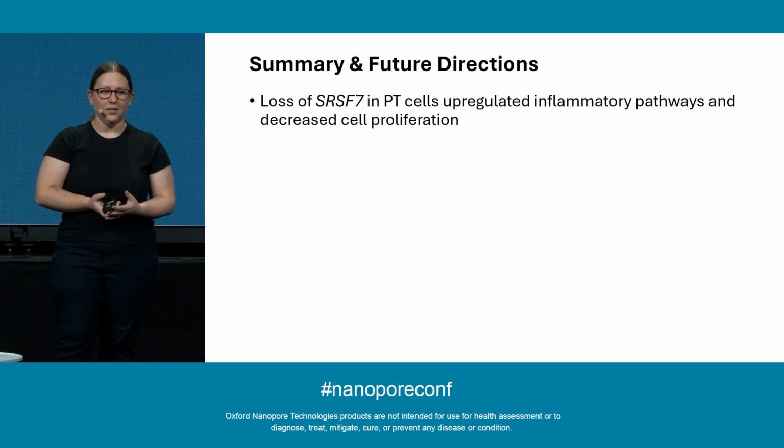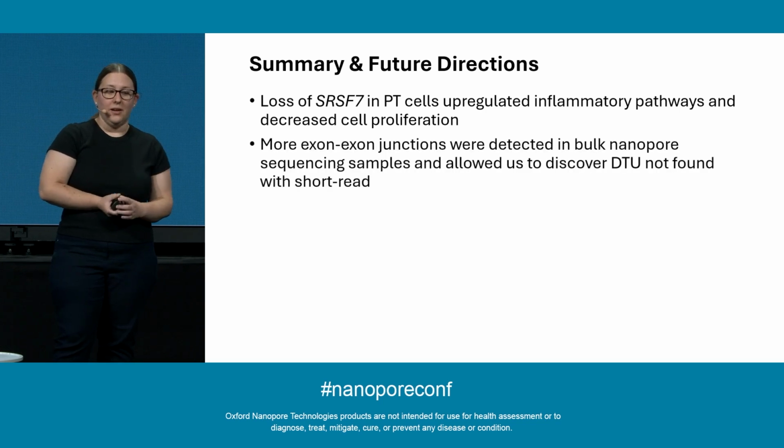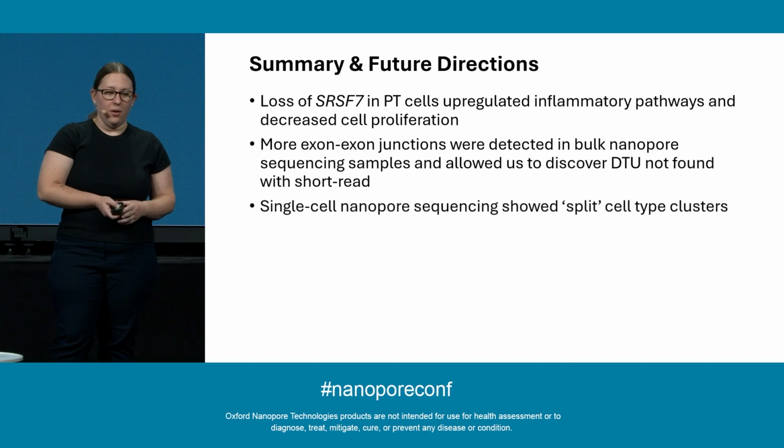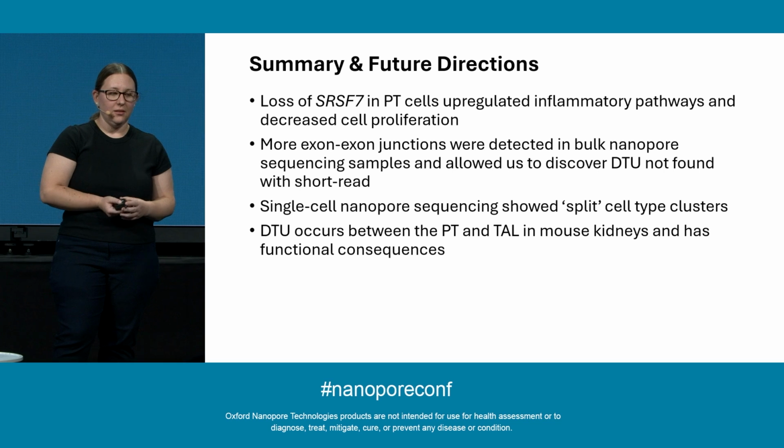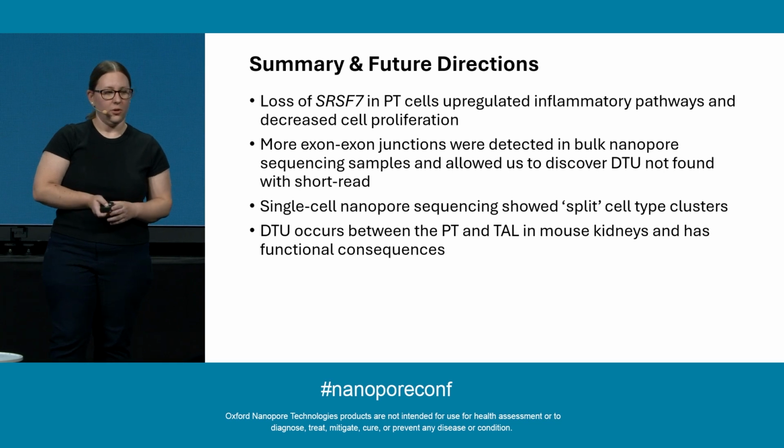So I've shown that loss of this factor, SRSF7, in proximal tubule cells upregulated inflammatory pathways and decreased cell proliferation. More exon-exon junctions were detected with bulk nanopore sequencing samples, and this allowed us to discover differential transcript usage that isn't found with short read. Our single-cell nanopore sequencing showed these split cell type clusters that we're still trying to understand and define. And finally, DTU occurs between the PT and TAL in mouse kidneys, and they do have functional consequences.